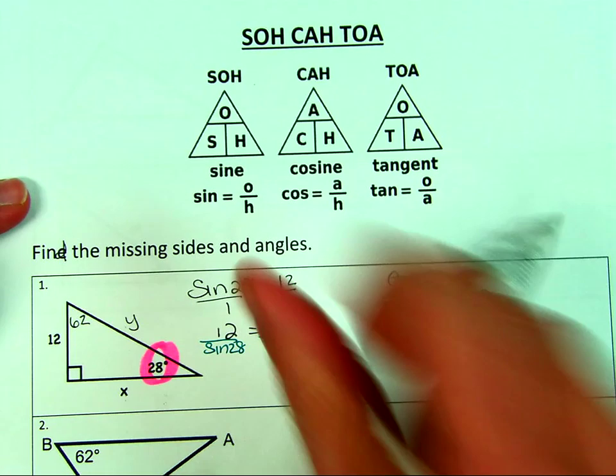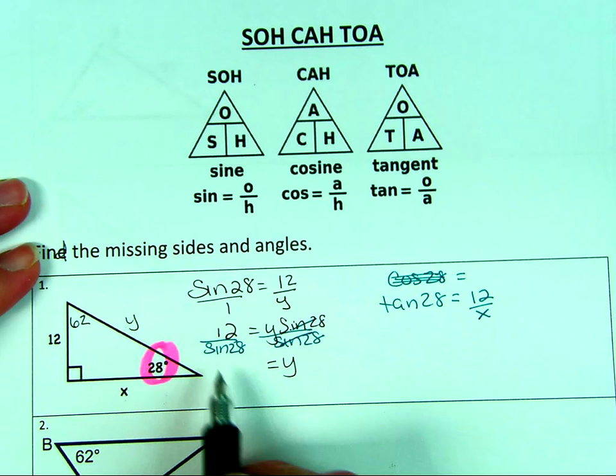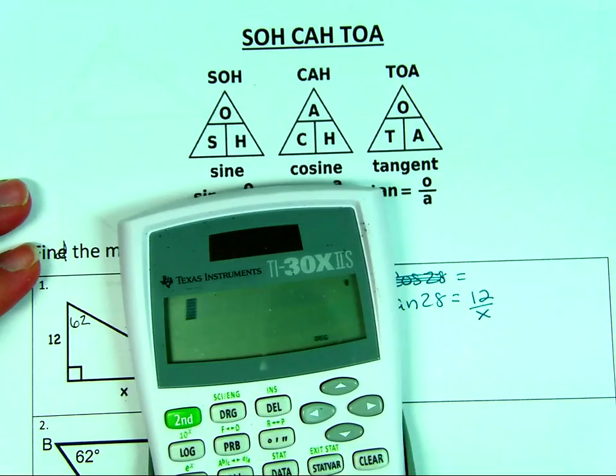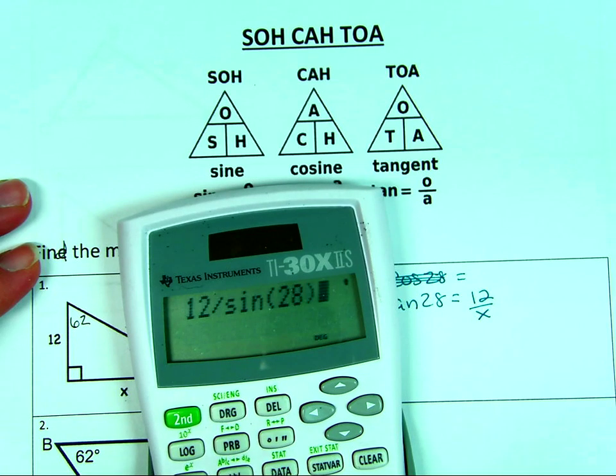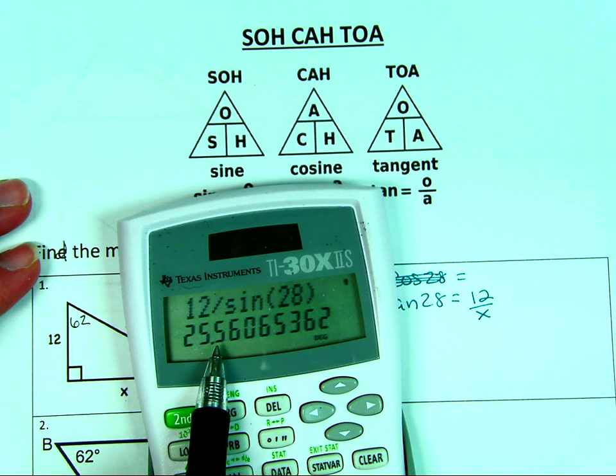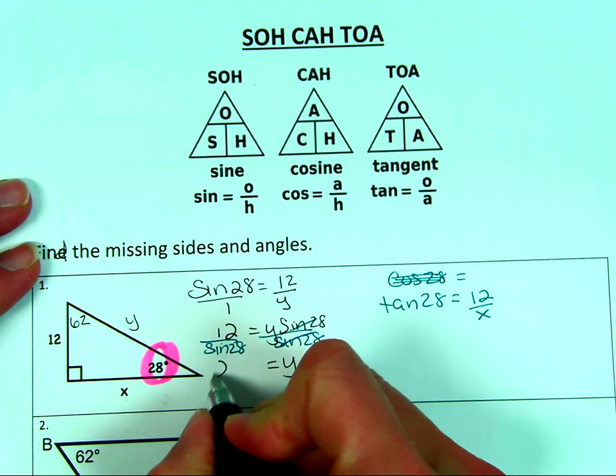And when you do that, you get y equals, then we have to use our calculator for that. So bringing our calculator over, we have to say 12 divided by the sine of 28. We want to make sure our calculator's in degree mode. Mine is. It says DEG. If you try it with yours and you're not getting this as an answer, then you're probably in a different mode and need to figure out how to change that. We want to round lengths to the nearest tenths. So that's 25.6 because that 6 tells us to move that 5 in the tenths place up 1. So 25.6.